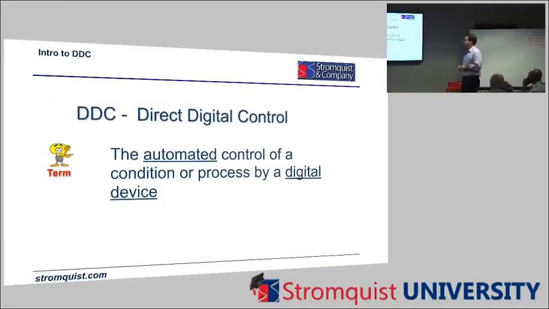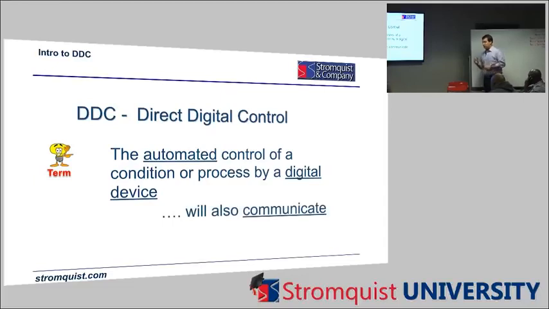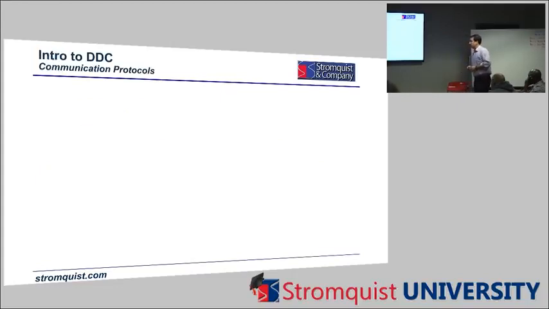So again, we talked about DDC as direct digital control. And it's the automated control of a condition or process by a digital device that will also communicate. So now we're going to talk about how we make this stuff communicate. Communication protocols.